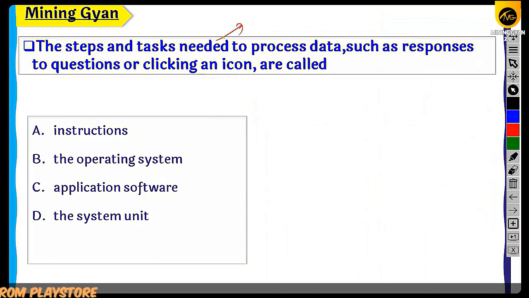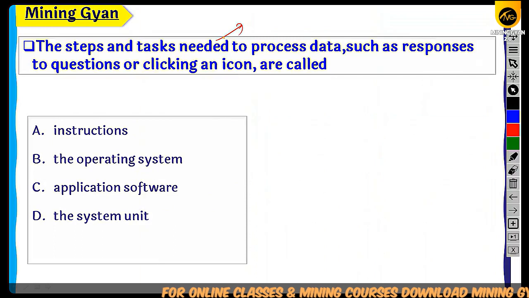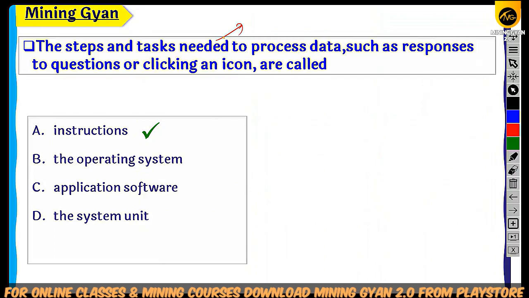हम कंप्यूटर को या सीपीयू को क्या चीज प्रोवाइड करते हैं ताकि वो प्रोसेस करे डेटा को? So basically we provide the instructions, the steps and tasks, which is called instructions, given to the CPU or computer to process the data. So option A is the correct answer. It's called instructions, which is basically based on the programming.